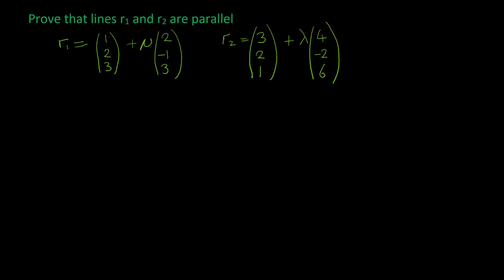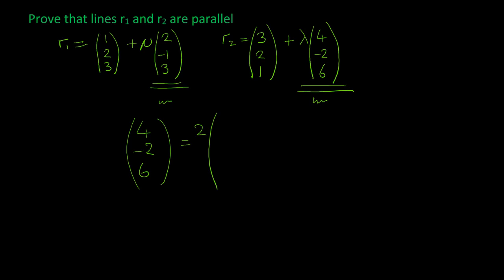In this question, we're being asked to prove that lines r1 and r2 are parallel. So remember, what do we know about parallel lines? We know that they're running in the same direction. And so what we're interested in is comparing the vector parts here. And what you'll notice is that this one over here is actually just a larger version of this one over here. So 4, minus 2, 6 is the same as, if we factorise out 2, 2 times 2, minus 1, 3. And so because this one is just a slightly larger version of this one, that proves that they are parallel.